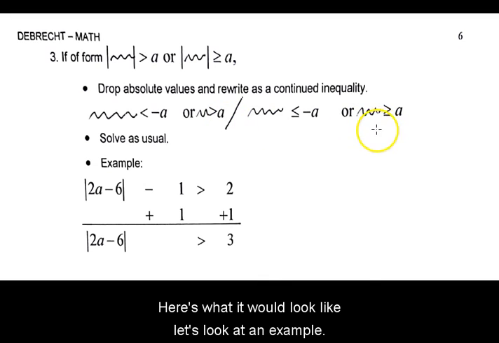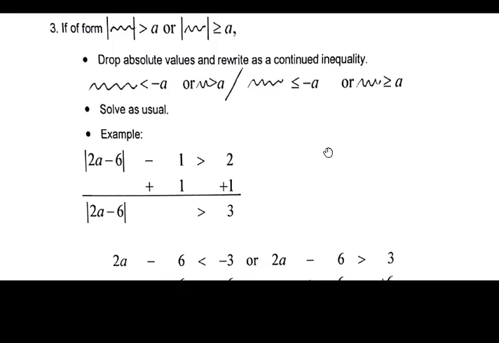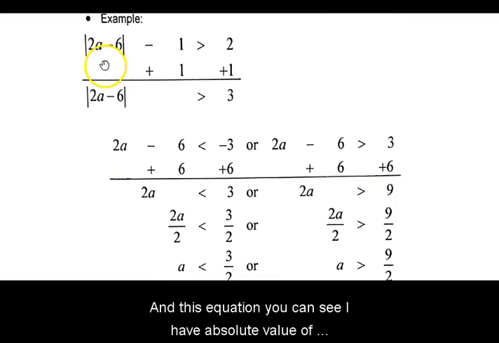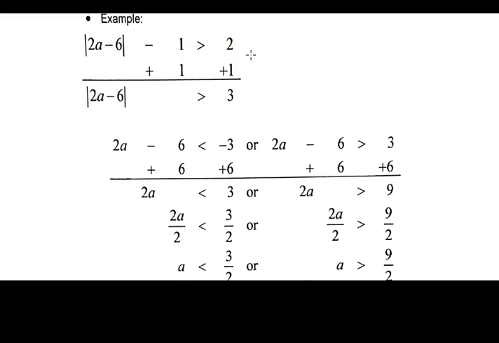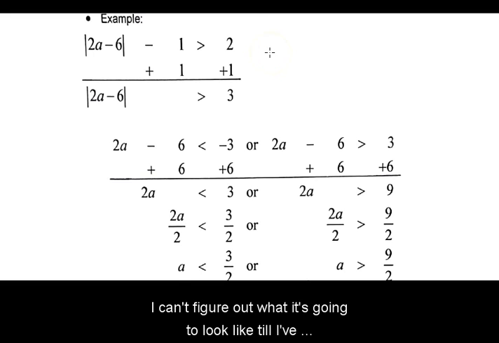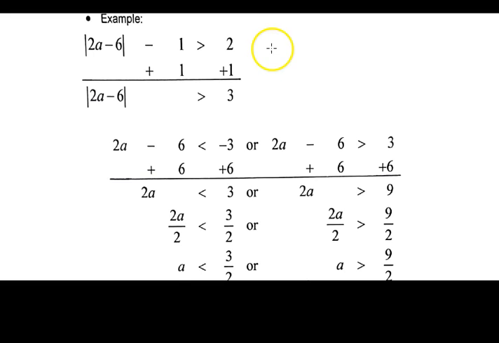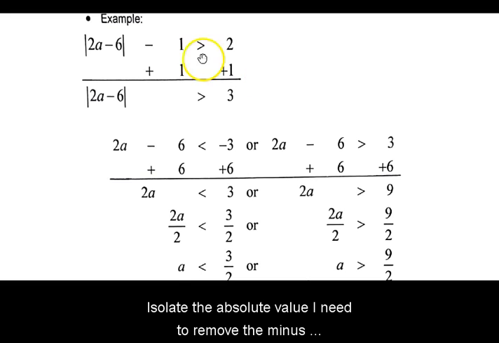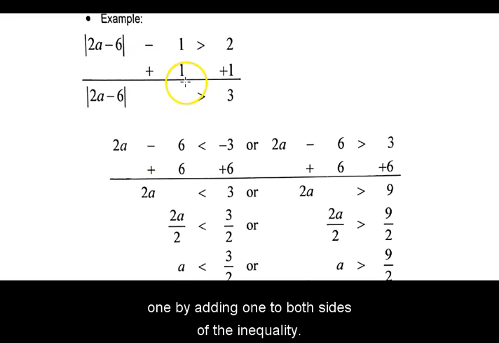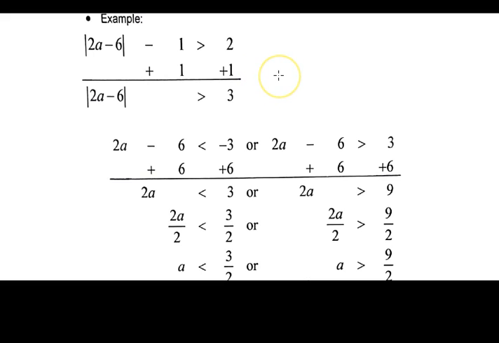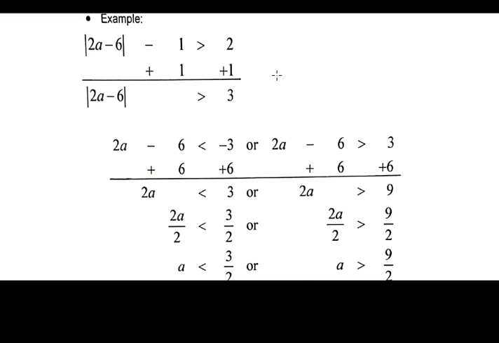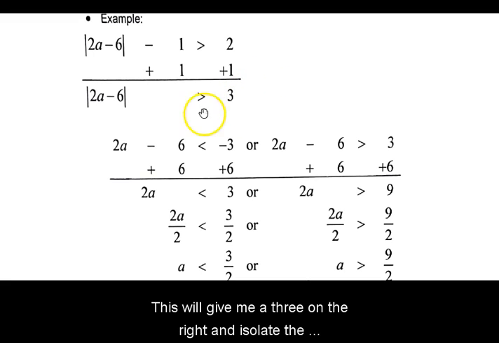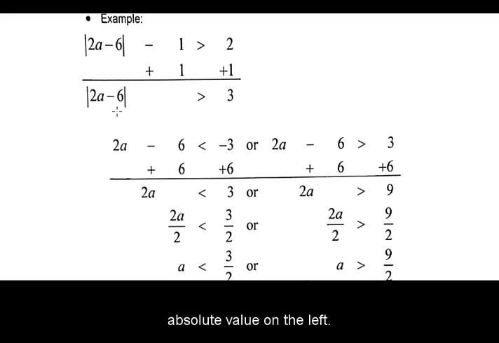Here's what it would look like. Let's look at an example. In this equation, you can see I have the absolute value of the quantity 2a minus 6, closed quantity, minus 1 greater than 2. I can't figure out what it's going to look like till I've isolated the absolute value. To isolate the absolute value, I need to remove the minus 1 by adding 1 to both sides of the inequality. Adding and subtracting does not change anything in the inequality. This will give me a 3 on the right and isolate the absolute value on the left.